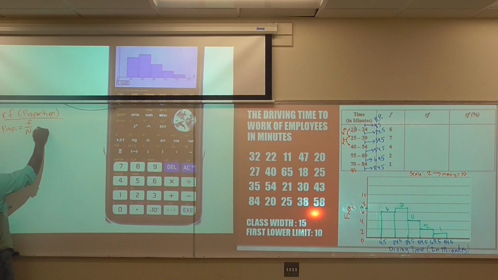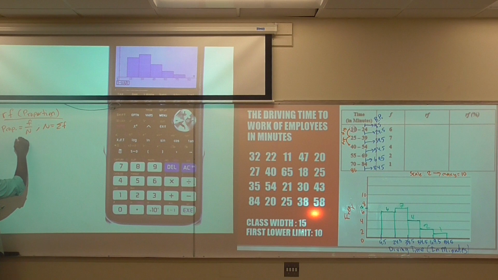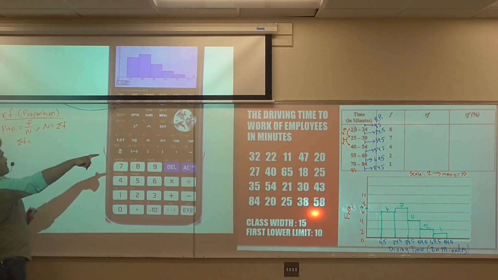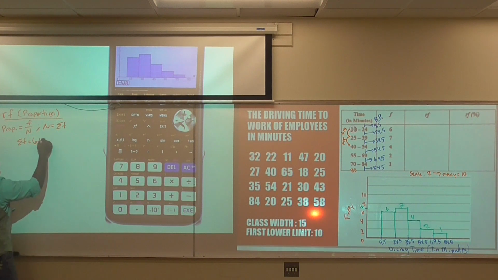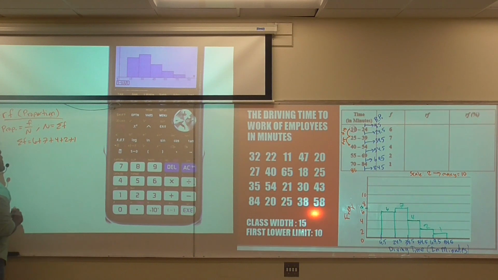So therefore, over here we have to know that the number of observations really is the sum of all frequencies. So we're writing that down. We know the sum of our frequencies should equal all the frequencies we have up there, which is 6 plus 7 plus 4 plus 2 plus 1, which in turn will be 20.